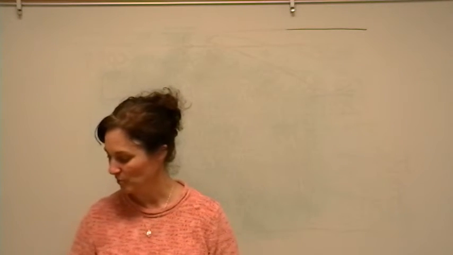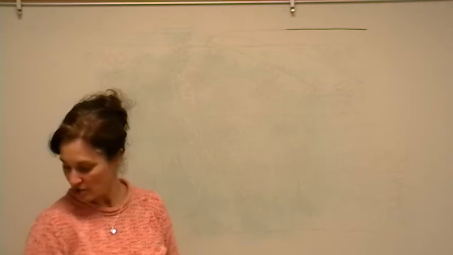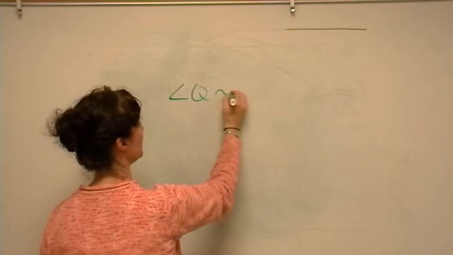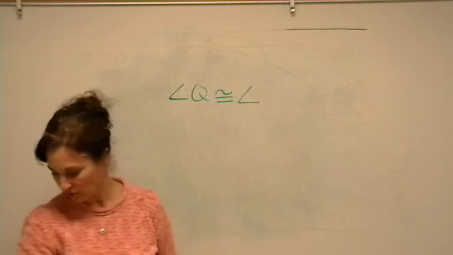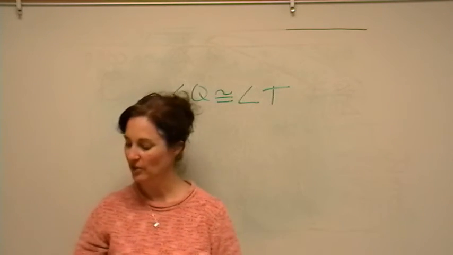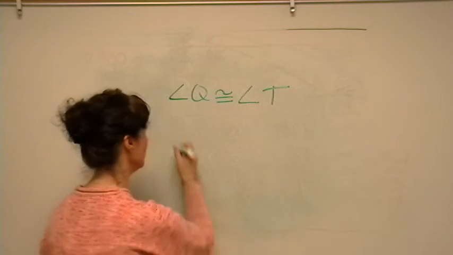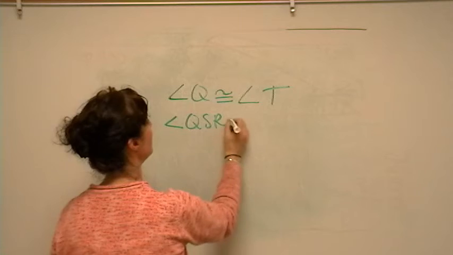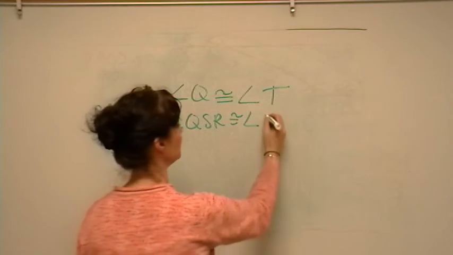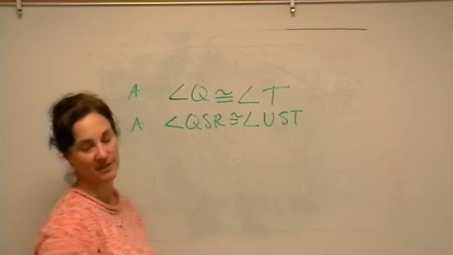Okay, so looking at number 12, we have two angles that are 35 degrees, so that's easy. You can say, well, angle Q is congruent to angle T. Well, that's easy, but that's only one angle. So you look at the figure and you remember vertical angles, and you say, oh yeah, QSR is also congruent to UST. Okay, so by angle similarity, the figures are similar.